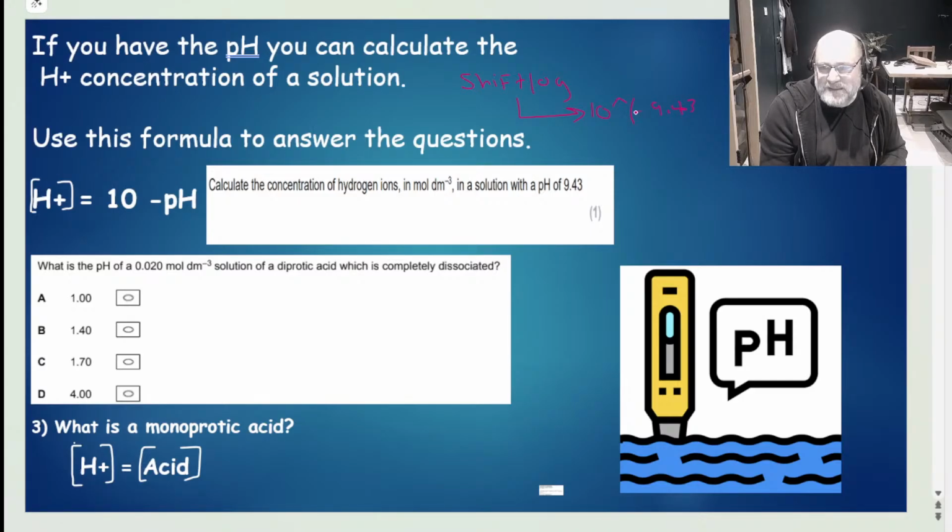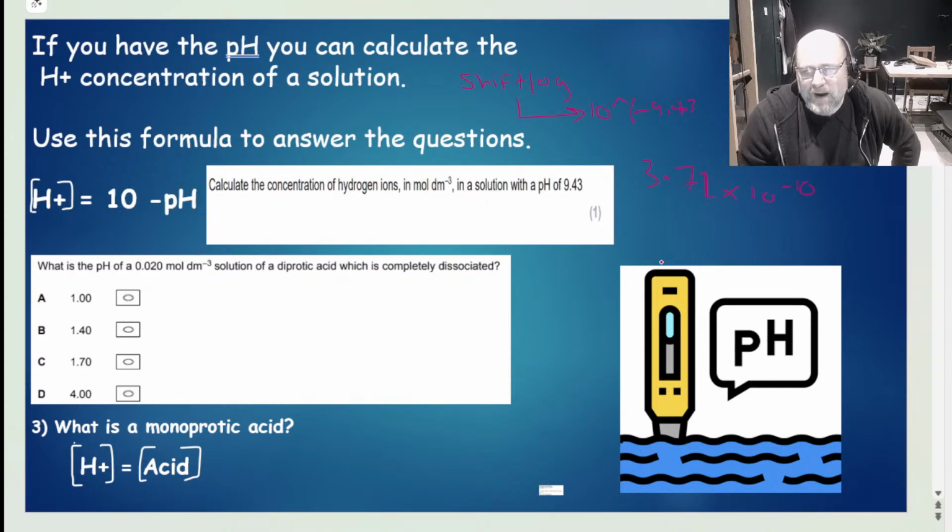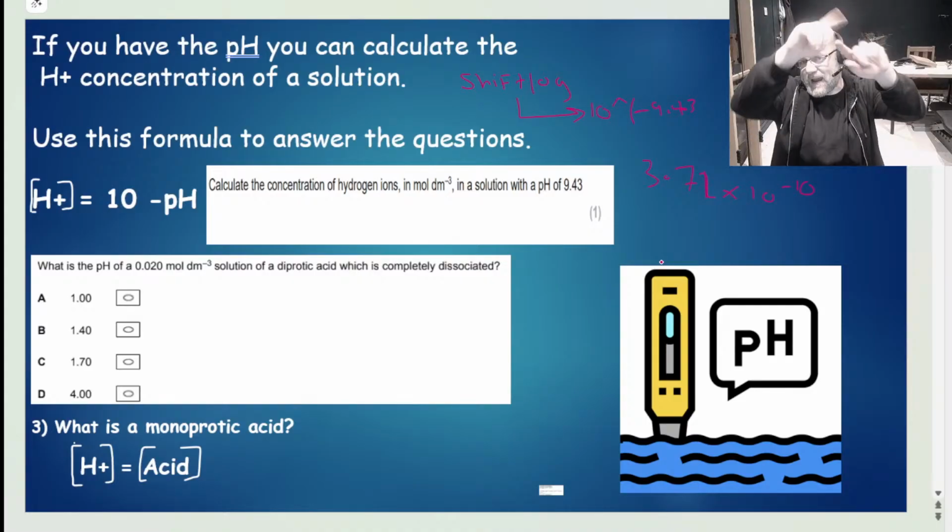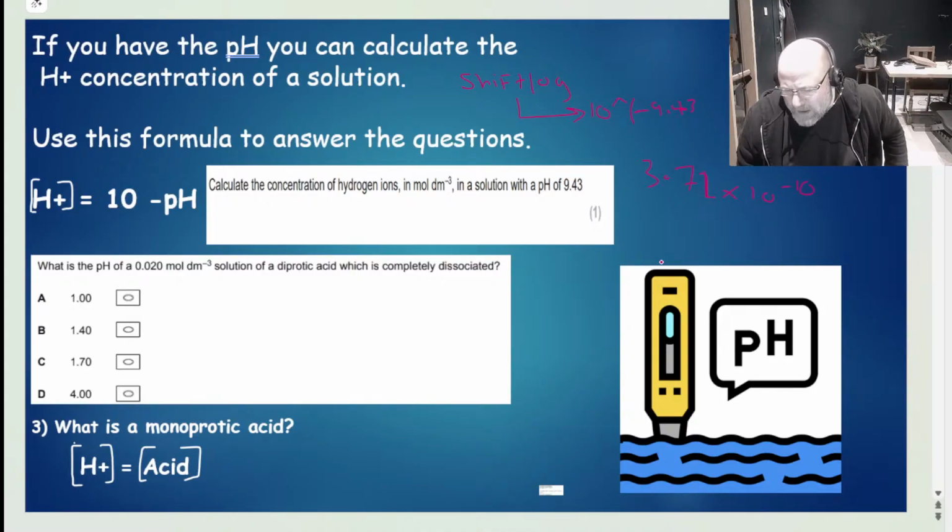The minus is key. If you try it without the minus, you'll get a completely different answer. So I put in minus 9.43, equals, and I get 3.71 times 10 to the minus 10, and really that should be 3.72 because I round up, as it's 3.715 or something. On other people's calculators, they get a little box coming up in the corner and you just put the minus 9.43 in there.